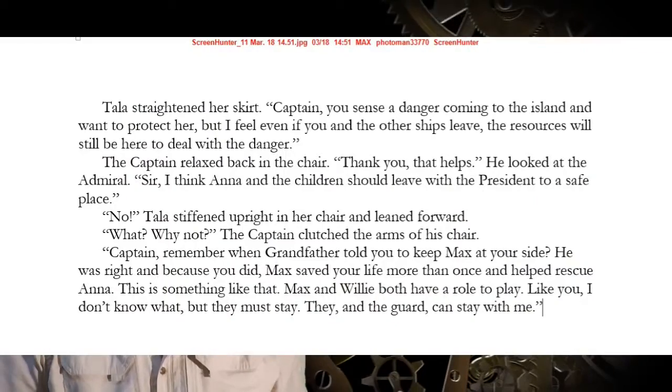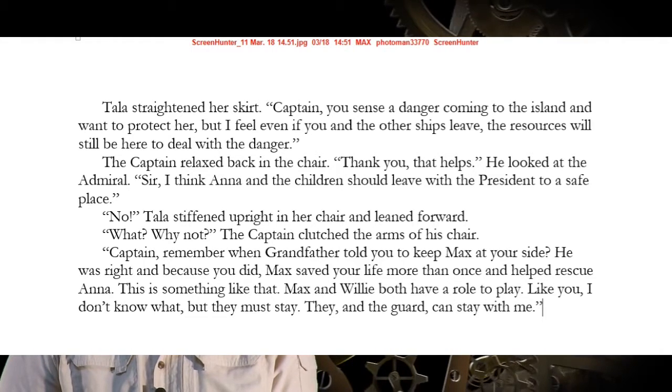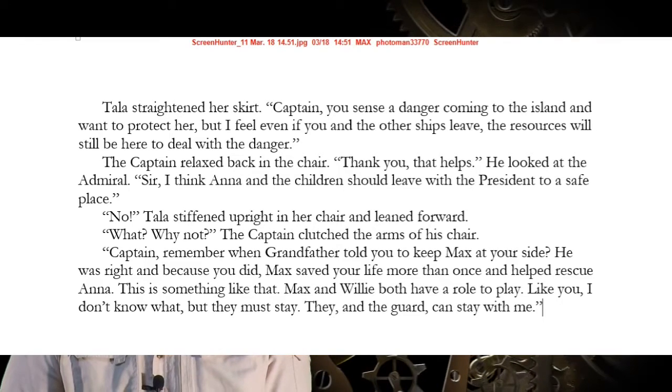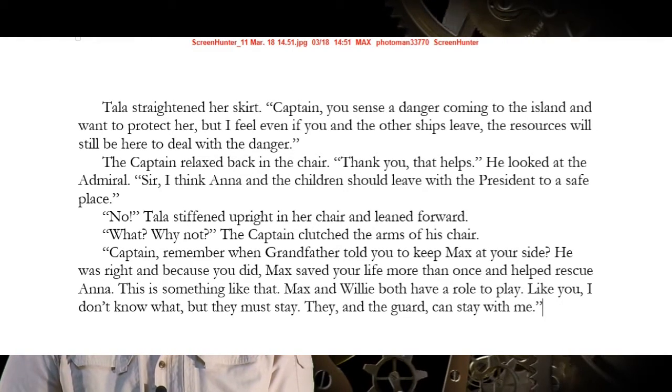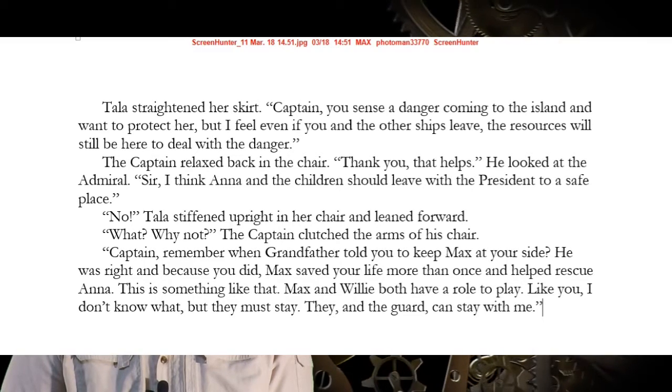Now let's redo that using action tags. Tala straightened her skirt. "Captain, you sense a danger coming to the island and want to protect her, but I feel even if you and the other ships leave, the resources will still be here to deal with the danger." The captain relaxed back in his chair. "Thank you, that helps." He looked at the Admiral. "Sir, I think Anna and the children should leave to a safe place with the President."